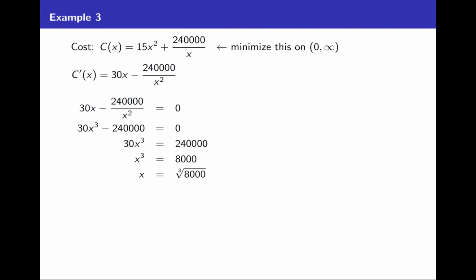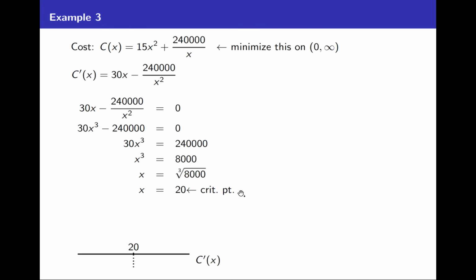Taking the cube root of both sides, x is the cube root of 8,000, which is 20. So there's our critical point. We just got one critical point here. So we don't want to be hasty and jump to the conclusion that that's our answer, that x should be 20, and that would give us the minimum cost, because remember, we haven't checked whether this gives us a maximum or a minimum. We'd be in bad shape if we had a maximum at x equals 20. We're looking for a minimum.